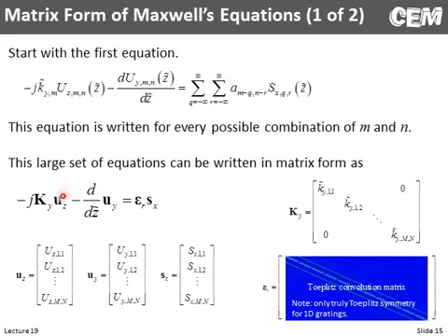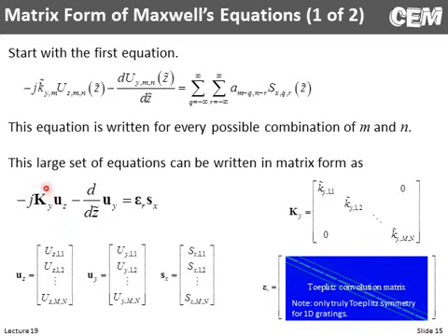We can jump immediately to that equation in matrix form. So remember, we are writing this equation for every possible combination of m and n. In other words, we're writing this once for every spatial harmonic in our expansion. That large set of equations we can write in matrix form this way. And the contents of these matrices shouldn't be very surprising.